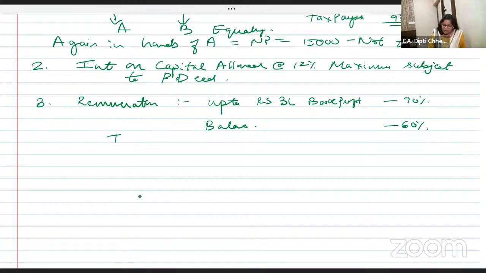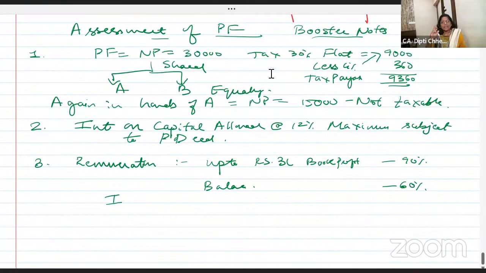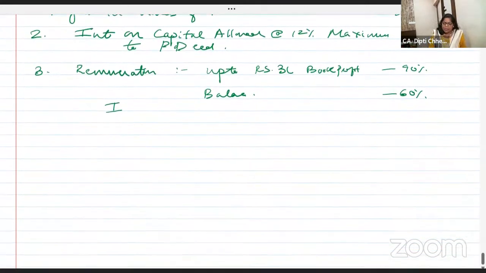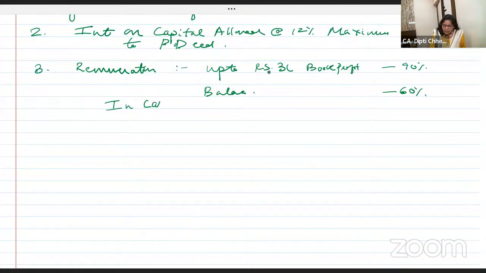Huh? Write down next point, dear students. See, when I'm making you write, it is important. So I'm making you write. In case of loss.